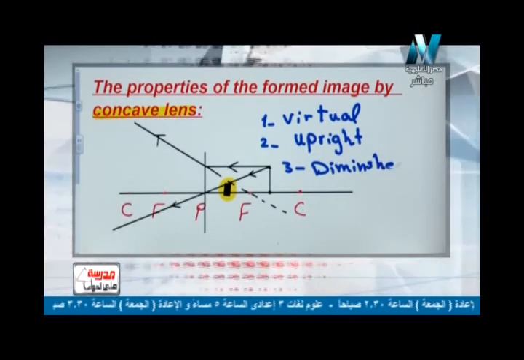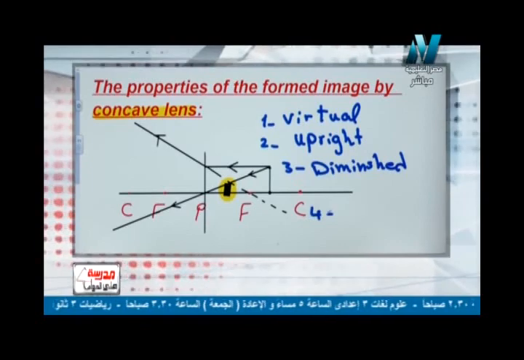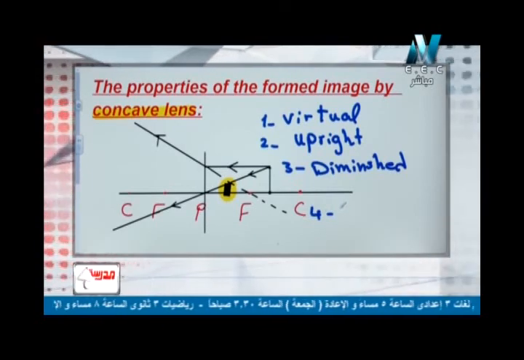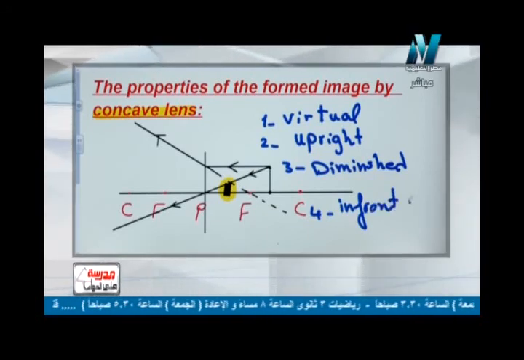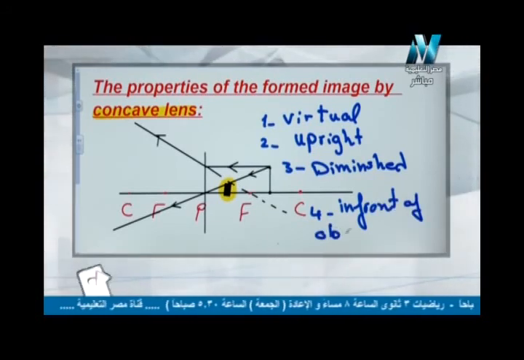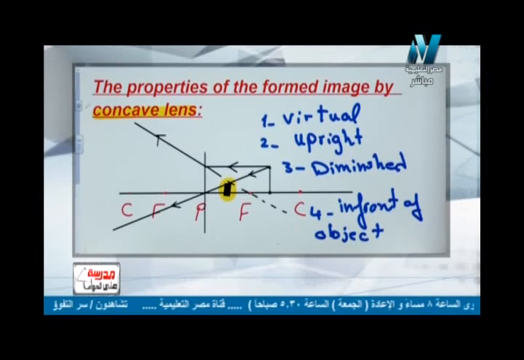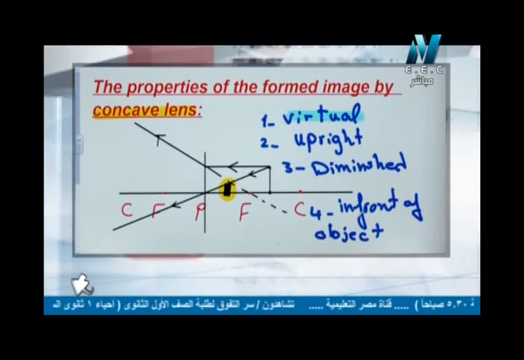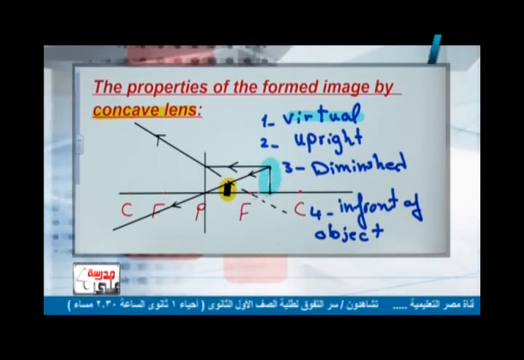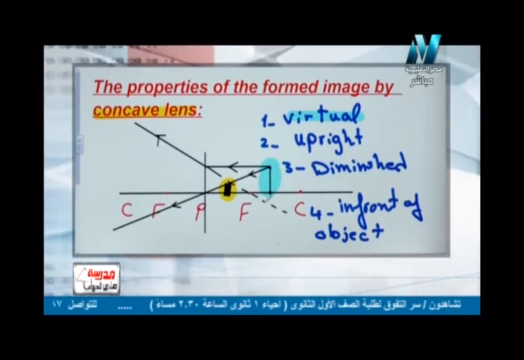Number 4, how can we describe the image? It is in front of the object. Why? Because this image is virtual, so we can describe it by another object. So here we say in front of the object.